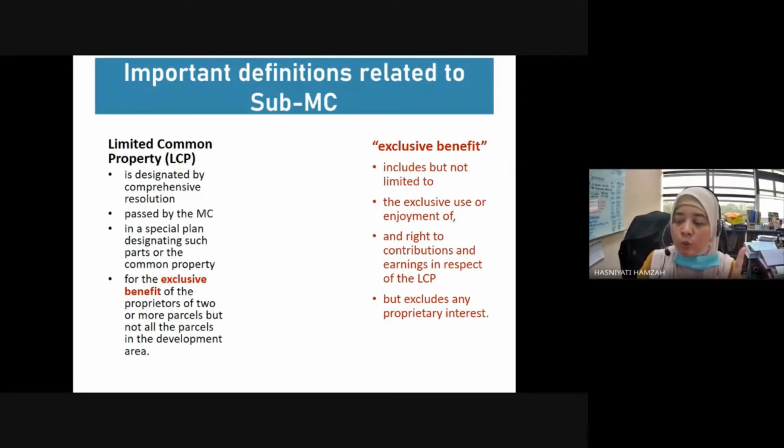And rights to contributions: if there are any contributions to the limited common property, or earnings, income that you can trace directly to the limited common property area. For instance, the retail just now, they have designated 2 lifts, 2 lifts together with the lobby as their limited common property area.